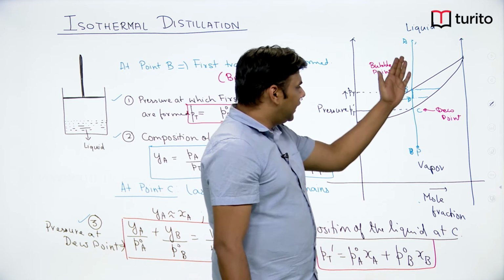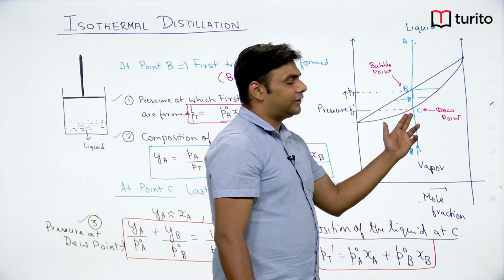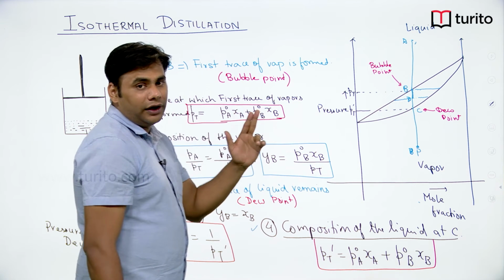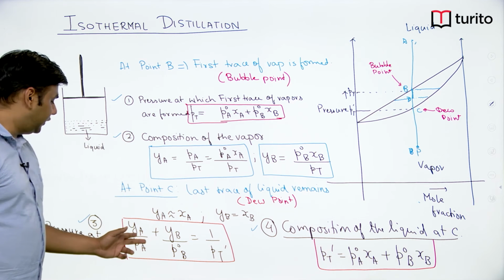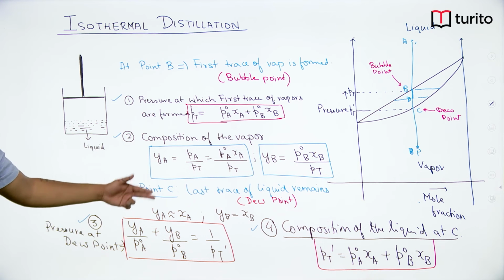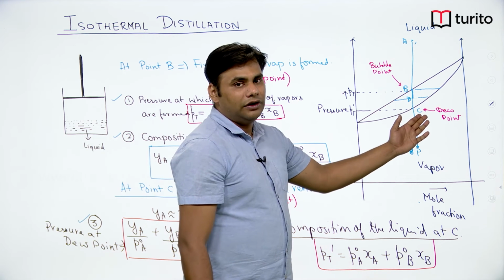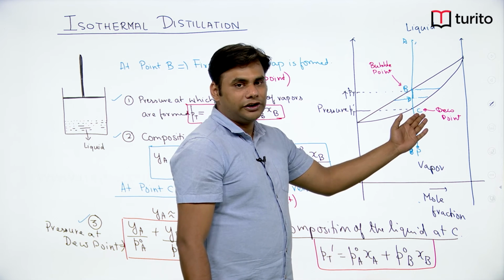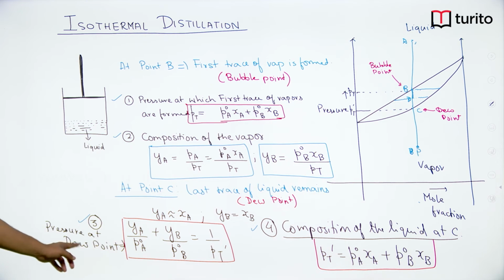So on further decreasing the pressure, we reach a point C. At this point, almost all the liquid has converted into vapor. So we will call this the dew point. At the dew point, the composition of the vapor would be equal to that of the liquid, because the entire liquid has almost changed into vapor. So YA over here would be equal to XA, YB would be equal to XB. From that we can calculate the total pressure at the dew point. We write the pressure at the dew point as PT dash.